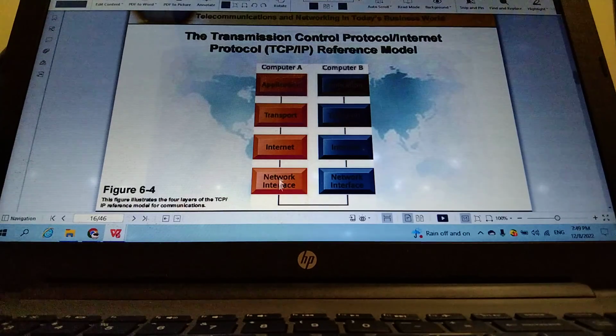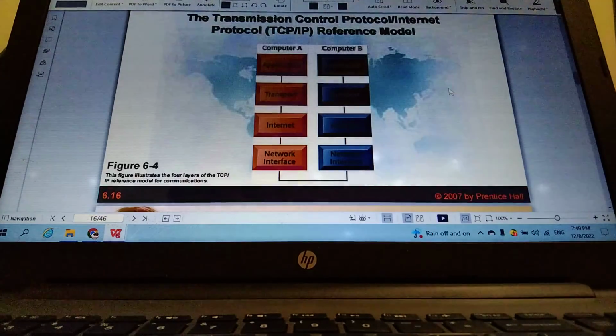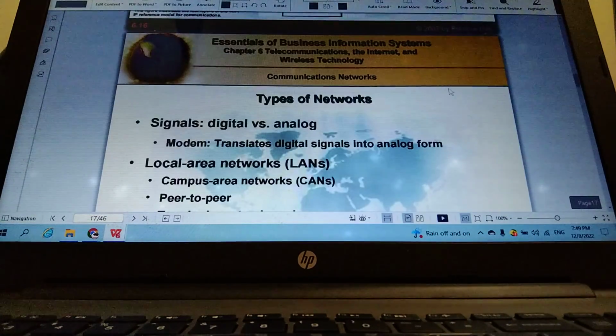So what they have shown here is actually very high level, very simplified, but the details are too complicated. So the IT guys, the MIS staff, definitely are aware of this. They are involved in these activities, but for your information, they have simplified what is happening between computer A and computer B.